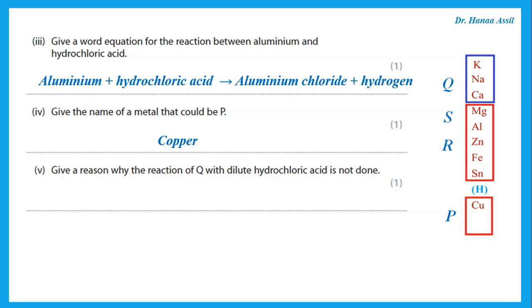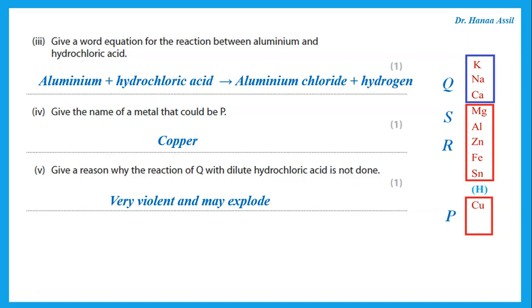Give a reason why the reaction of Q with dilute hydrochloric acid is not done. Well, when they put Q in water, it was very reactive, so they will probably not put it in acid because that would be a very violent reaction and it may explode.